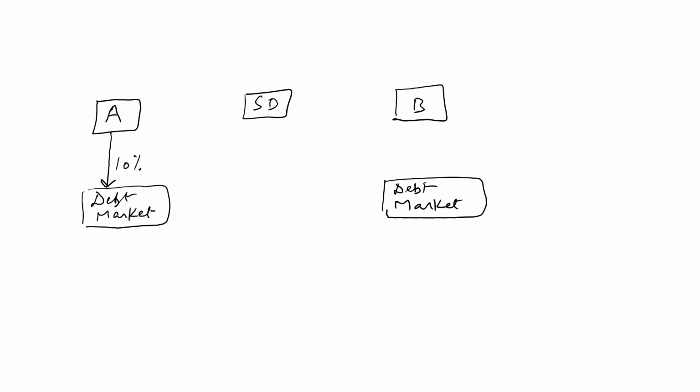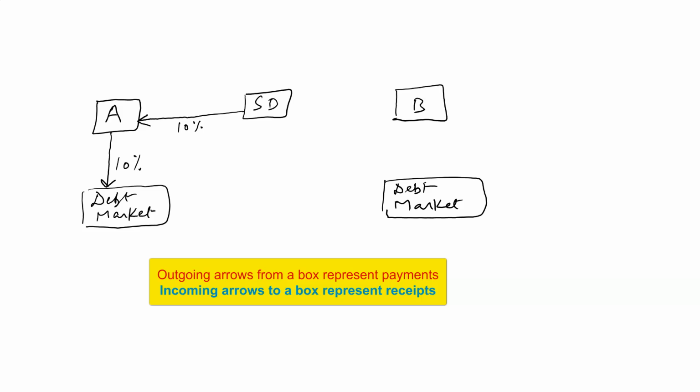Now it approaches the swap dealer, and the swap dealer says, okay, we are going to reimburse you. So I'm going to say from the swap dealer, there is a payment going into Bank A, which is exactly equal to what they are paying out to the debt market. So understand these arrows as follows. Anything which comes into the box is a receipt, and anything which goes out of the box is a payment. For example, there is a downward arrow from A towards the debt market, which means that Bank A is paying an interest rate of 10% to the debt market. Now there is an incoming arrow also into box A, which means that they are receiving 10% from the swap dealer. And from the swap dealer's perspective, there is an outgoing arrow which says 10%. So the swap dealer is making this payment because it's an outgoing arrow.